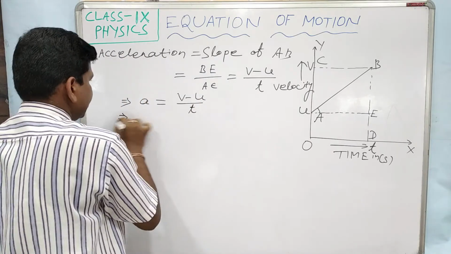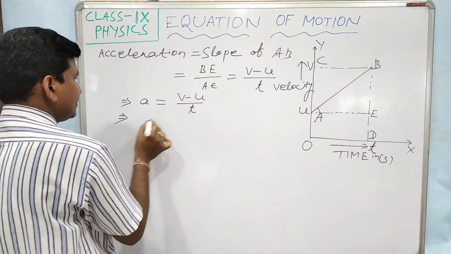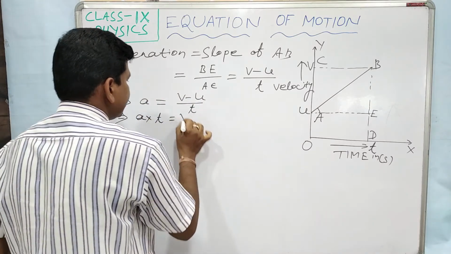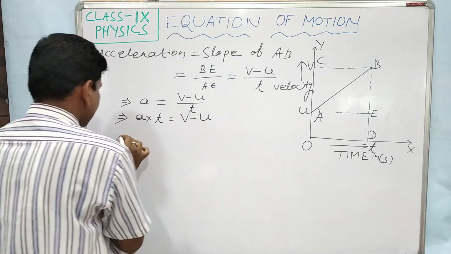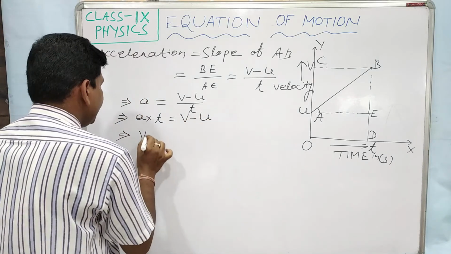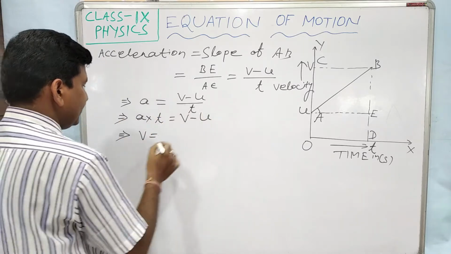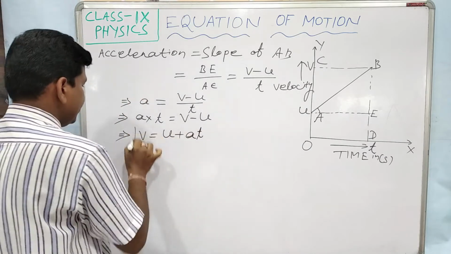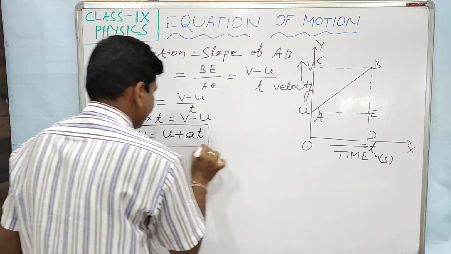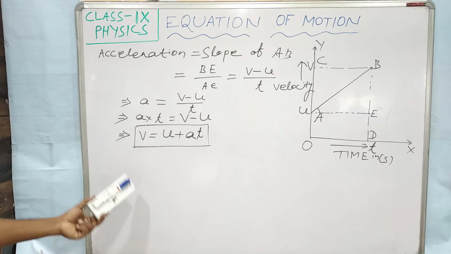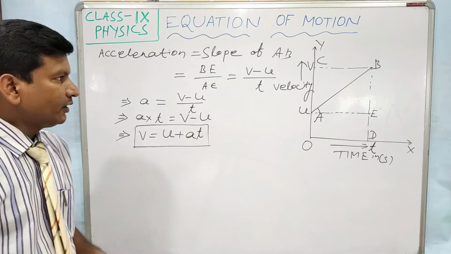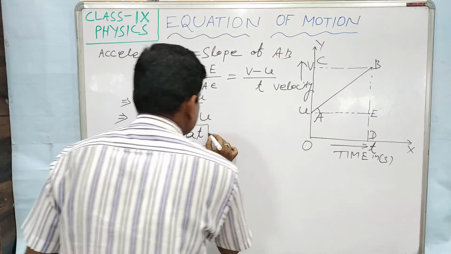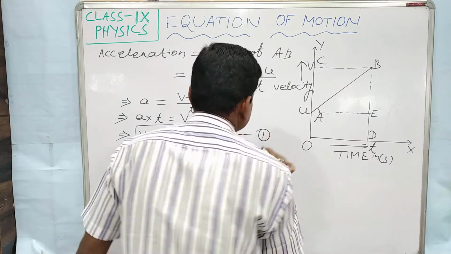Bring T this side, so V minus U will be that side, so A into T is equal to V minus U. That implies V is equal to, bring U again this side, U plus at, which is the first equation of motion. So this is your first equation of motion. Now let us derive the second equation of motion. This is your number 1.